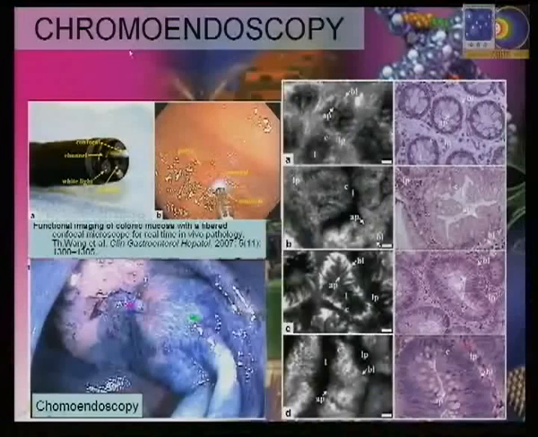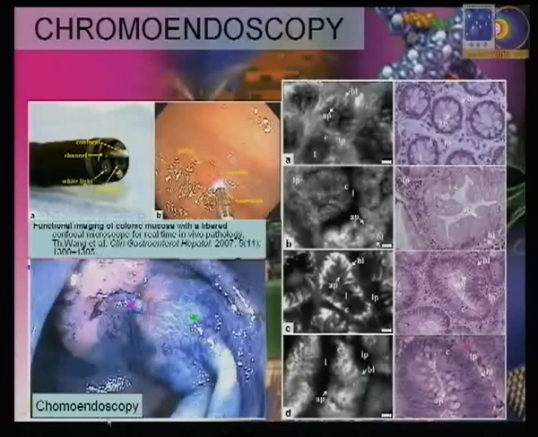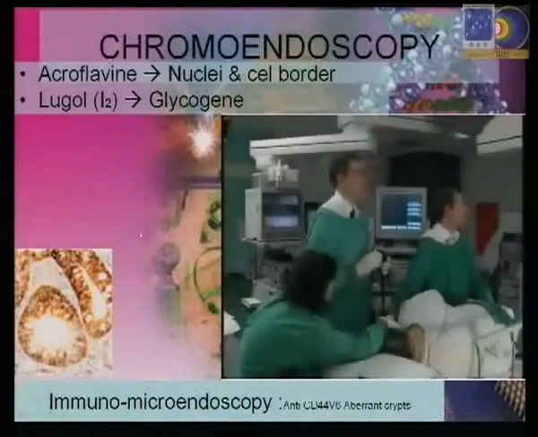This is when you use colors, so dyes like indigo carmine or methylene blue. You can also call this chromoendoscopy, because you not only see it macroscopically in color, but you also stain the nuclei inside of the endoscopy.